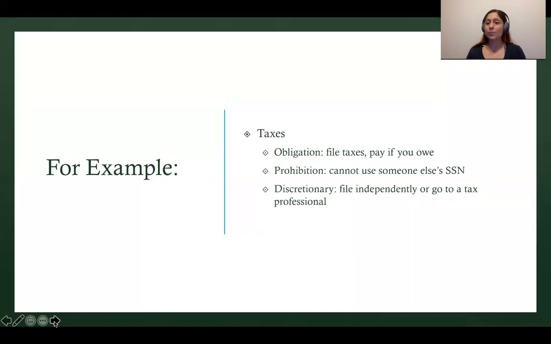So here's an example from everyday life: taxes. For taxes, we have an obligation. We must file and pay taxes if you owe money. A prohibition: you must not use someone else's identity. It's against the law. And a discretionary, where you get to choose: do you file yourself or do you go to a tax professional? That's a choice you can make. And there are pros and cons associated with both. Okay.